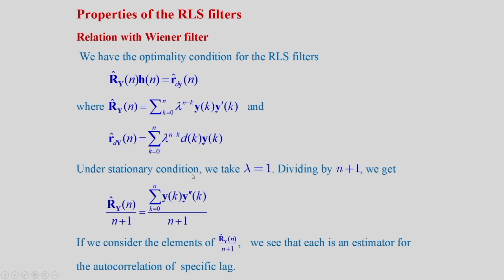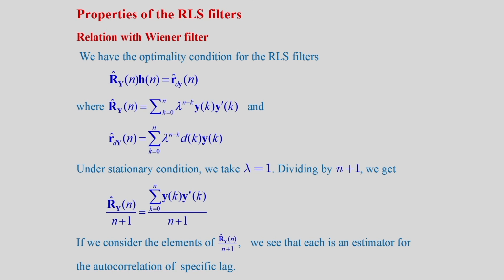Under the stationarity condition, we take lambda equal to 1 and divide this expression by n plus 1. If we divide by n plus 1, we get Ry hat n divided by n plus 1 equal to summation of Yk into Yk transpose, k going from 0 to n, divided by n plus 1. Now, if we consider the elements of Ry hat n by n plus 1, we see that each is an estimator for the autocorrelation of a specific lag.